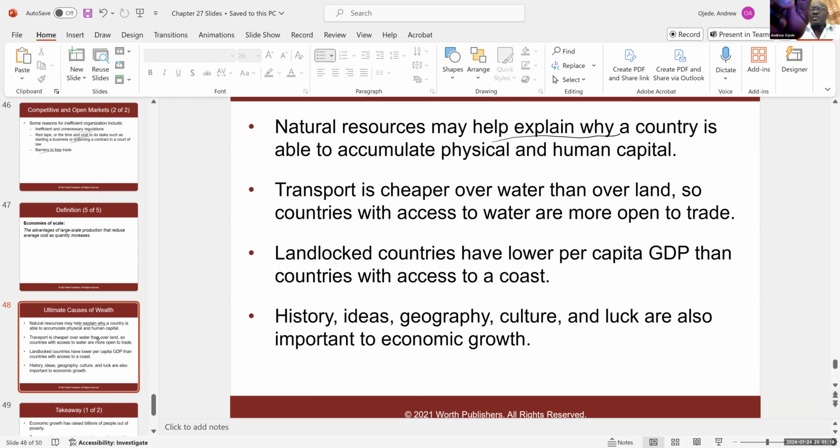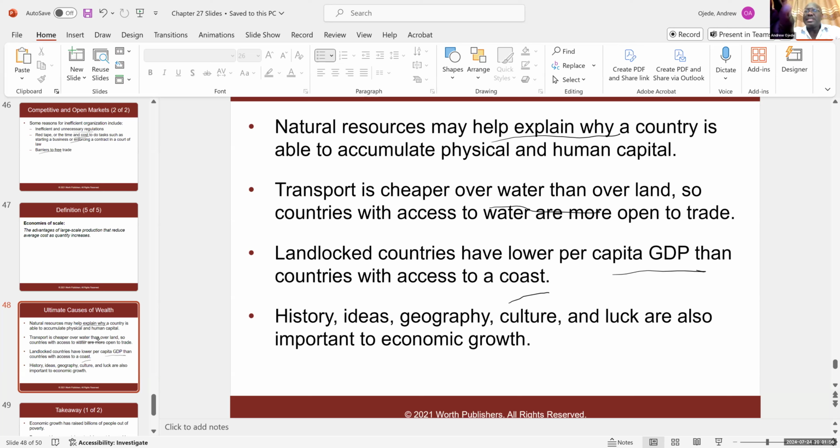And then I say transportation is cheaper over water. So geography can determine whether a country is going to be poor or not. We say that because transportation is cheaper over water than over land, so countries that have easy access or close proximity to the ocean are able to ship goods in and out of the country more cheaply than landlocked countries that don't have any proximity to a major seaport. So landlocked countries have lower per capita GDP than countries with access to the coast.